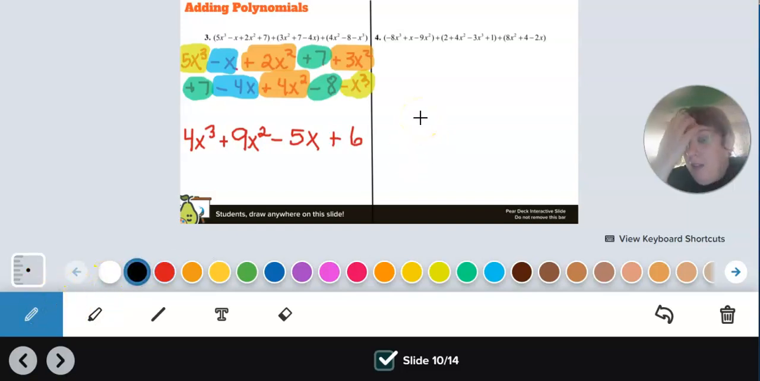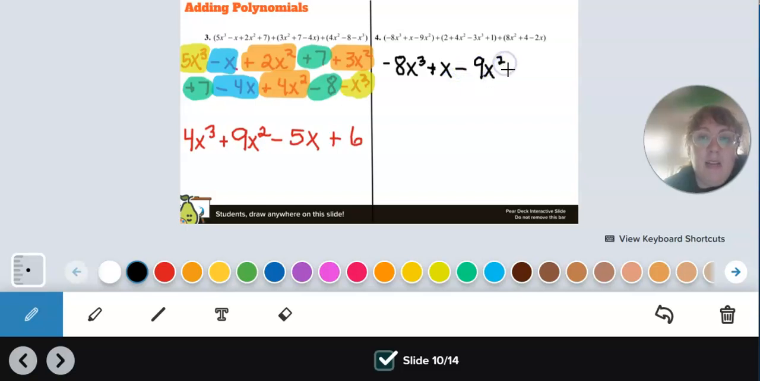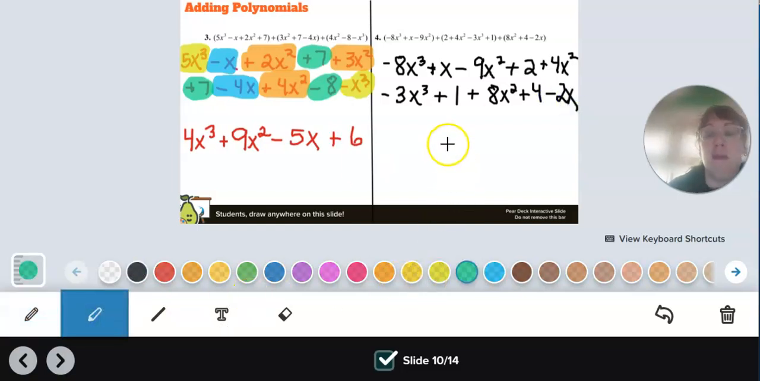Same thing on the right side of the screen. I'm going to rewrite this problem without the parentheses. So we have a negative 8x cubed plus an x minus a 9x squared plus a 2 plus a 4x squared minus a 3x cubed plus 1 plus 8x squared plus 4 minus a 2x. That's a long string of terms.